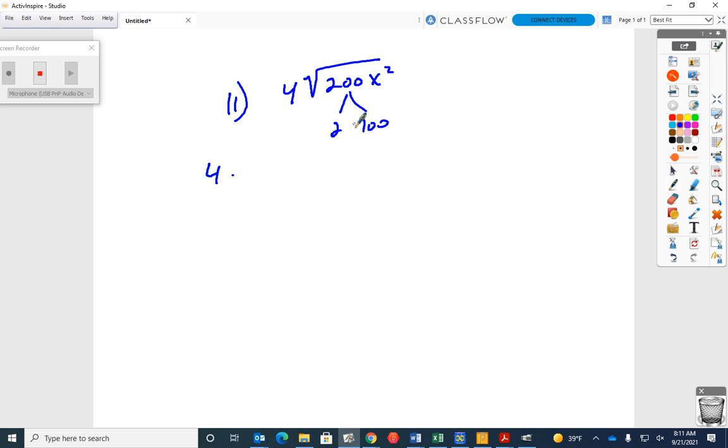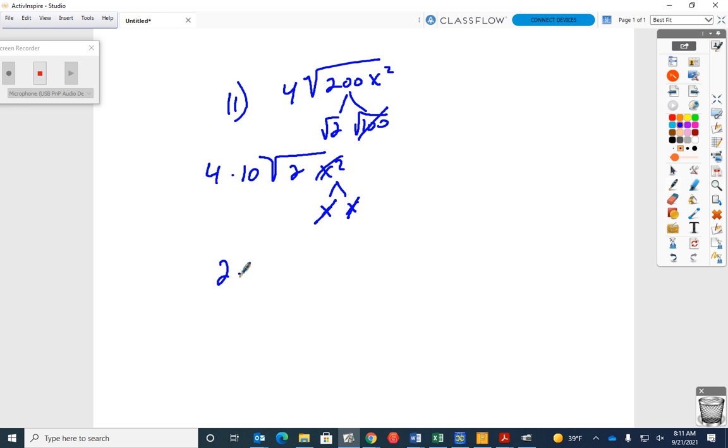I don't care, but if I recognize one of those as a perfect square, is 100 a perfect square? Yes. What's the square root of 100? 10. So what is removed here? 10. What's left inside the radical? This is gone. Just 2, right? And I have x times x. Every time I have 2 variables, what happens to it? Goes outside, right? So now this is gone.